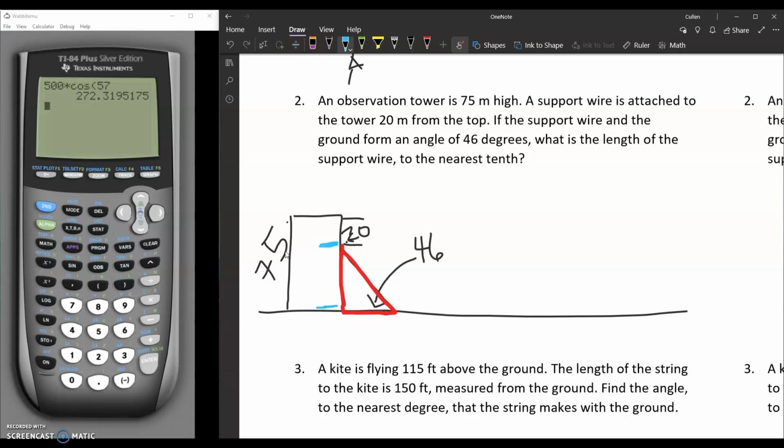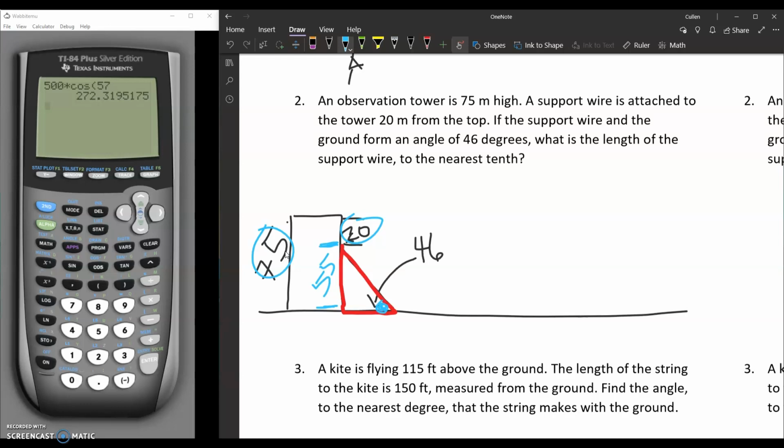And you can do that by doing 75 minus 20. So it's 20 meters from the top. The whole thing is 75 meters. So that means that this distance, if you subtract those two things, would be 55. And now we know this corner down here is 46 degrees.